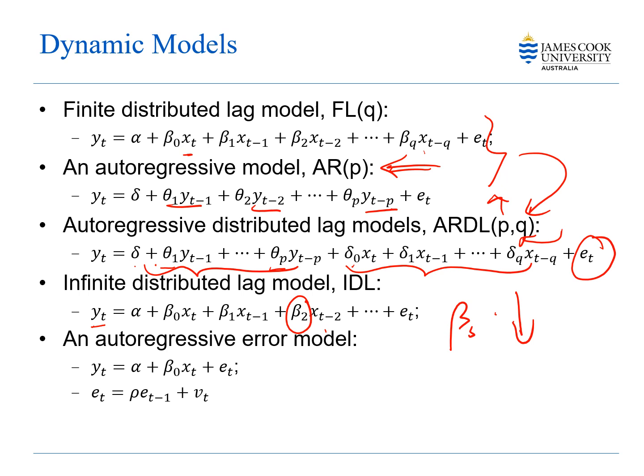The dynamic can occur in the error terms as well. For example, we can have an autoregressive error model. y_t is equal to alpha plus beta 0 times x_t plus e_t, the error term. e_t follows an AR(1) process: e_t is equal to rho times e_{t-1} plus nu_t, where nu_t is IID normal, let's say.